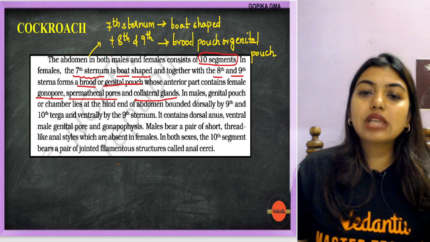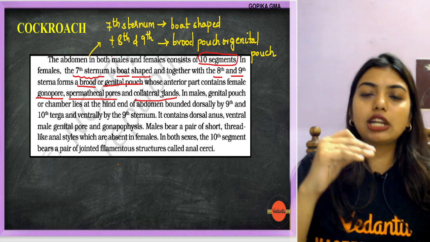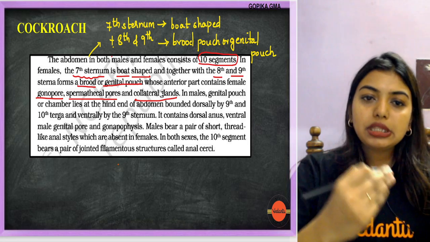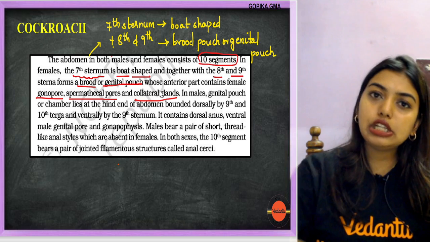Now whose anterior part? That is the anterior part of this genital pouch. You will see gonophore, spermathecal pores and collateral gland, which I will teach you during reproduction.